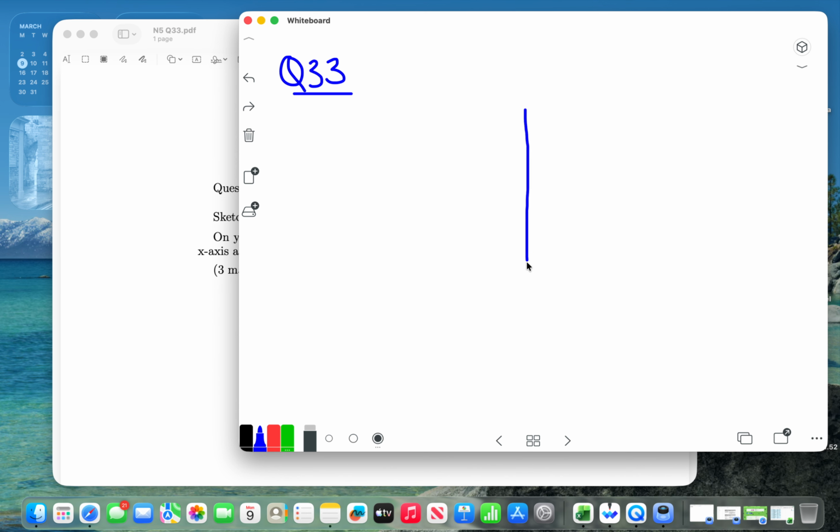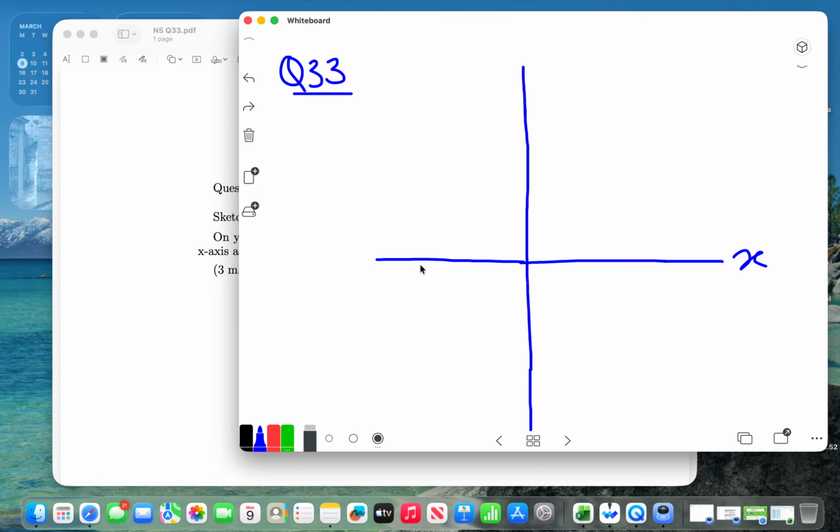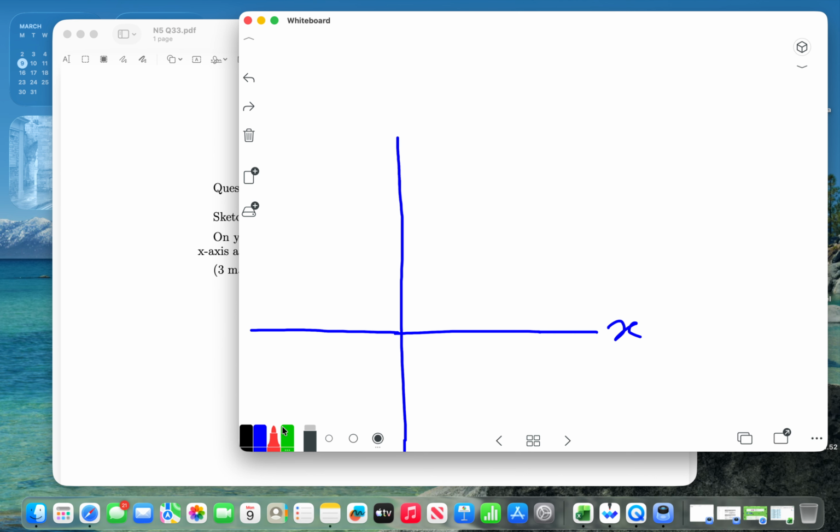So you should do this with a ruler, but I don't have access to one on this software, so I'm doing my best to draw as straight a line as possible. To get the roots, you have to make y equal to 0, because if it lies on the x-axis, it has a y value of 0.